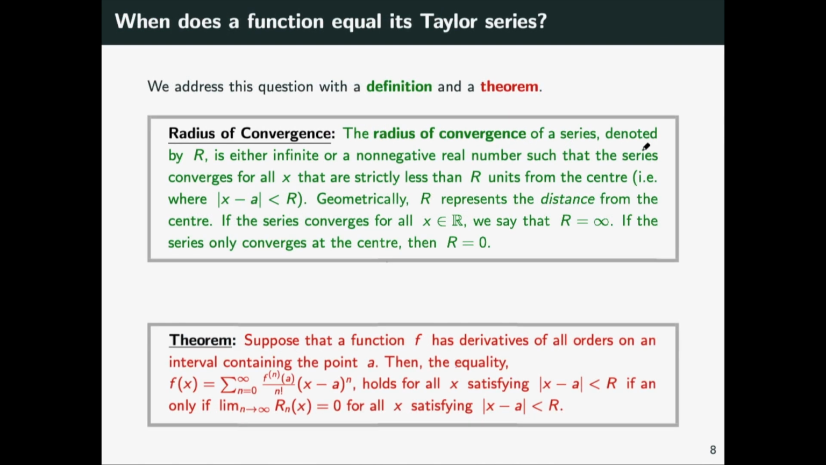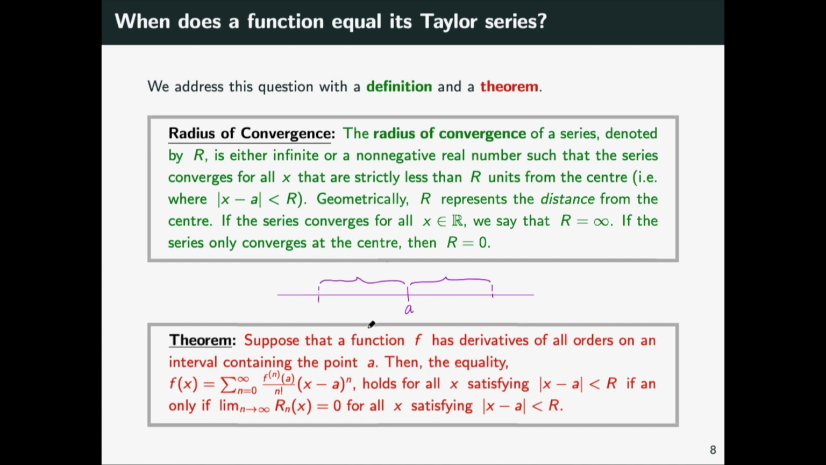So on this slide, we address the very important question of when does a function equal its Taylor series? And so to do that, I introduce a definition and a theorem. The first one is a definition. It gives you what we call the radius of convergence. And basically, geometrically, all it's saying is how far can we go? What is the distance that we can go either to the right or to the left of a such that our series converges? And so in this course, we don't care about the endpoints.